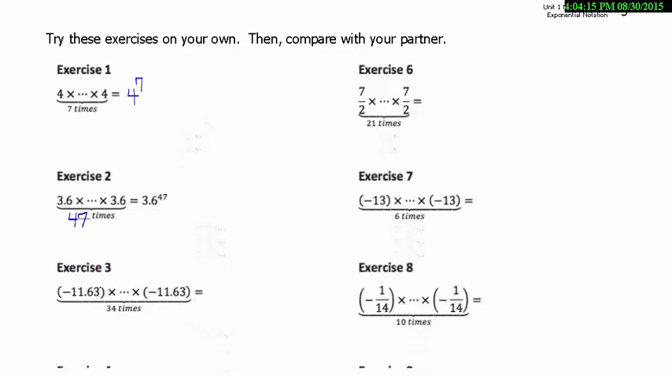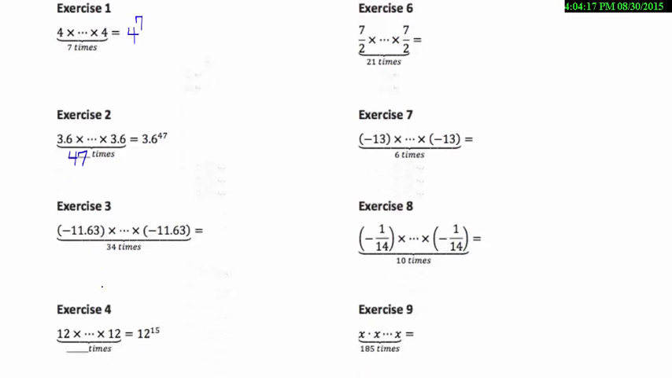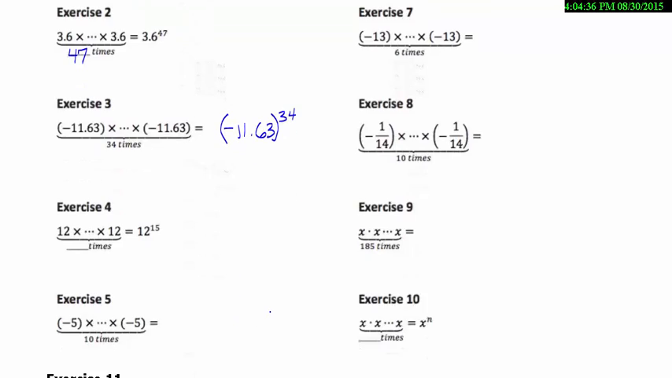Number 3, we have a negative 11.63 multiplied by itself 34 times. So we have negative 11.63 to the 34th power. And parentheses are required because the base is negative. In number 4, we have an exponent of 15, and so this means that 12 is multiplied by itself 15 times.